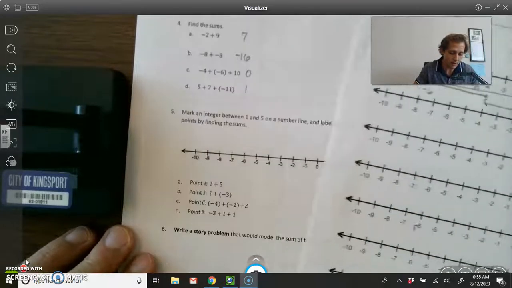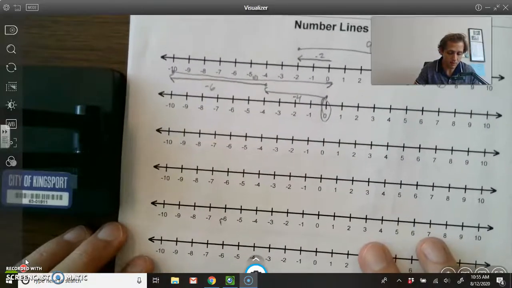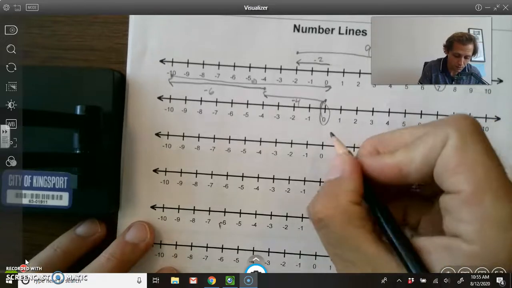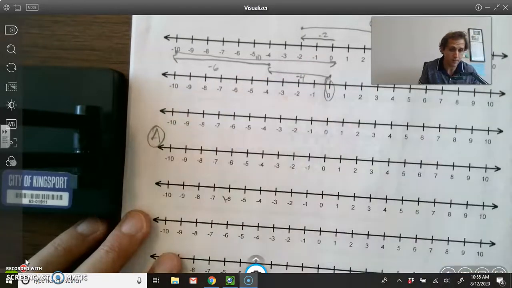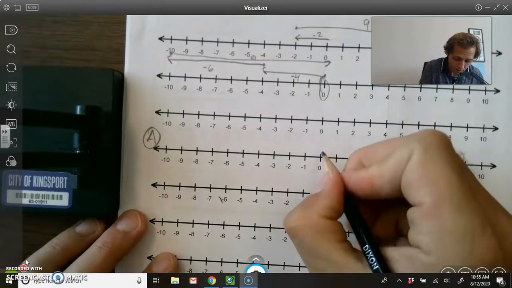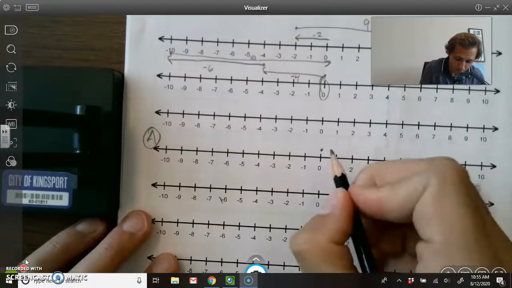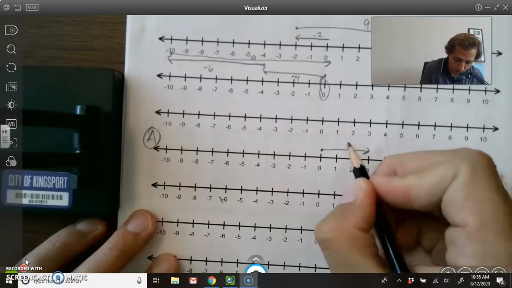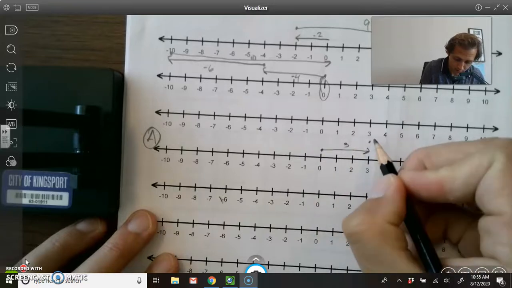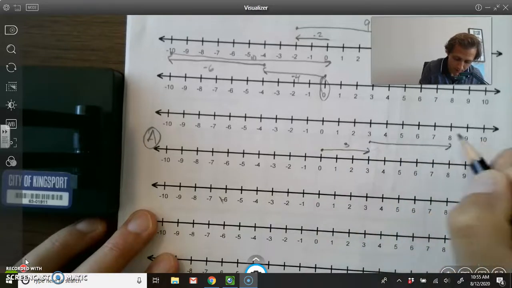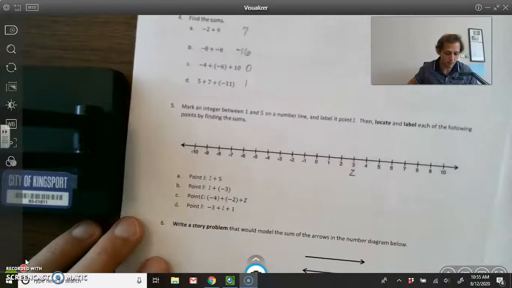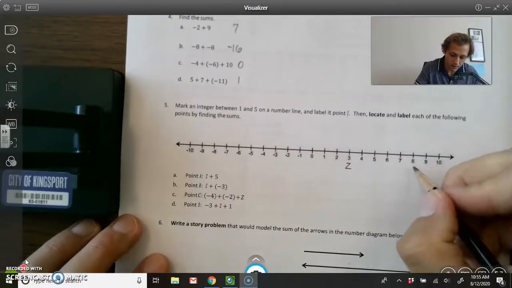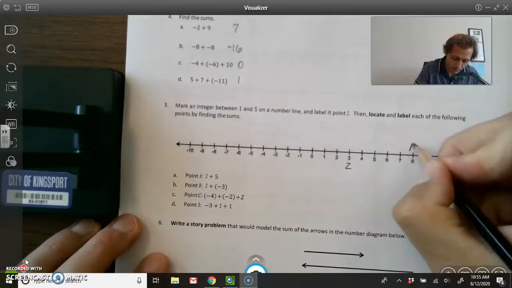So point A is 3 plus 5. Z plus 5, so it's going to be 3 plus 5. So we'll do point A right here, all right? If Z is worth 3, that's going to be 3 plus 5, and that would give me 8. So I'm going to come over here. Let's put point A at 8. That's going to be point A.